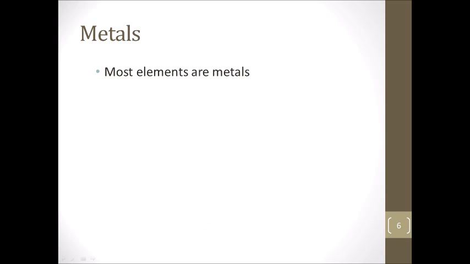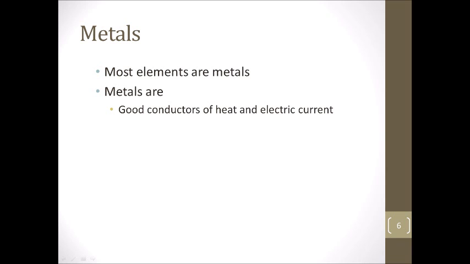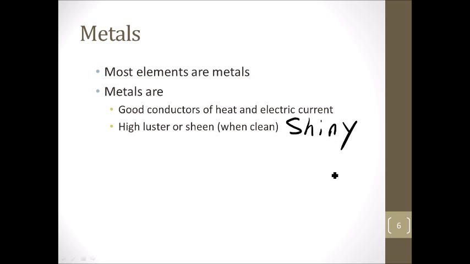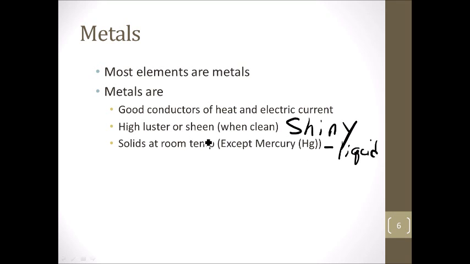All right, so metals. Most elements are metals. All those yellows were metals. A few common features of metals. They tend to be good conductors of heat and electric current. And if we say conductor, usually it means it'll conduct both heat and electric current. They have a high luster or sheen when they're clean, of course. When they're dirty or oxidized on the outside, they're not, but when they're clean. And by high luster or sheen, that just means that they tend to be shiny. They're solids at room temperature, with the exception of mercury, which is a liquid. Other than that, all metals at room temperature are solids.